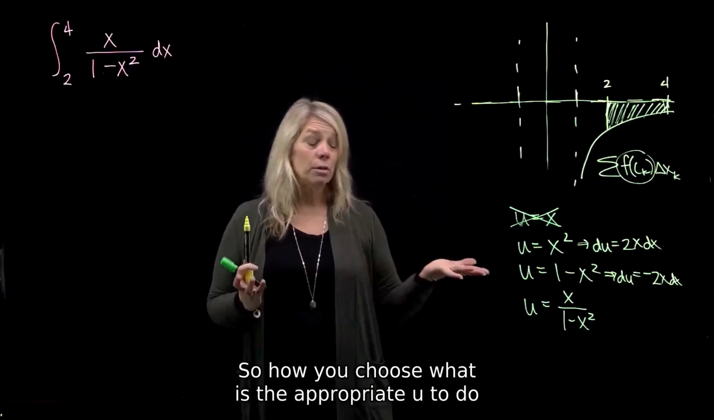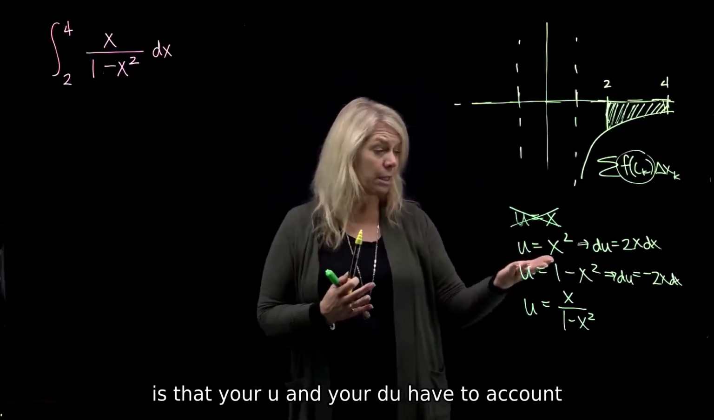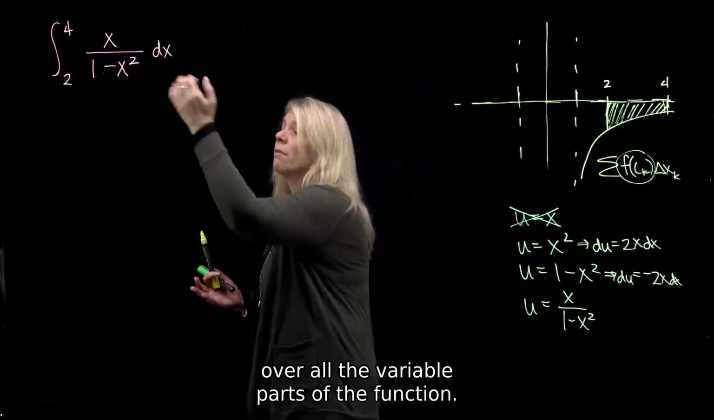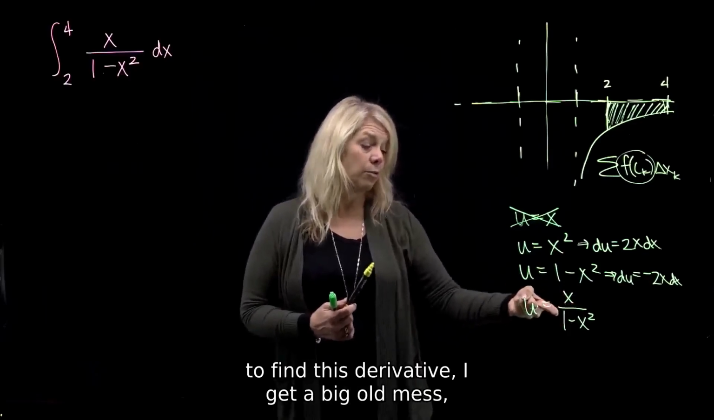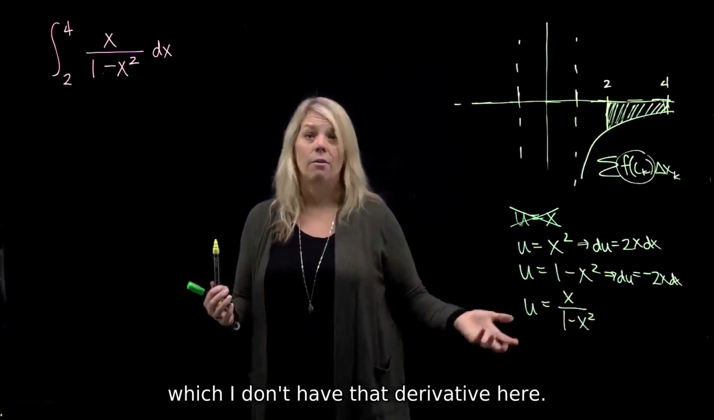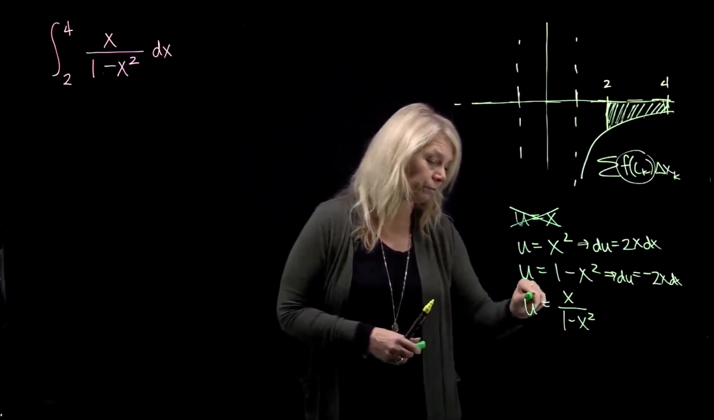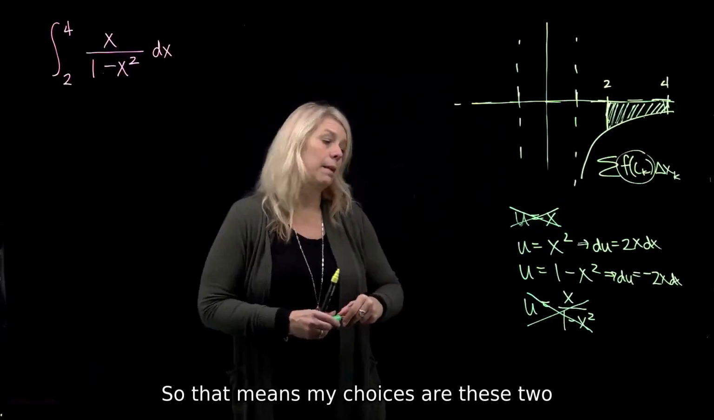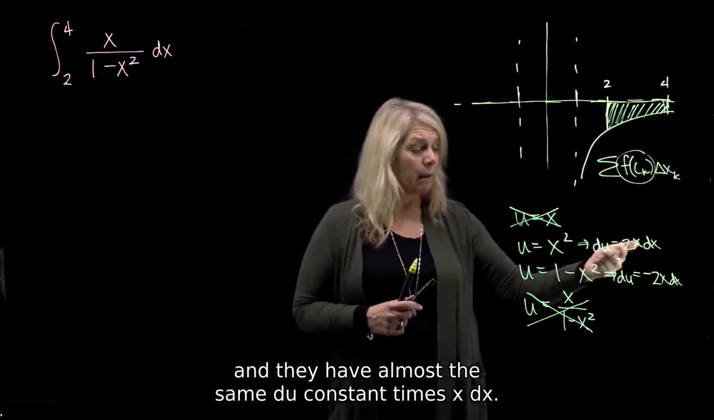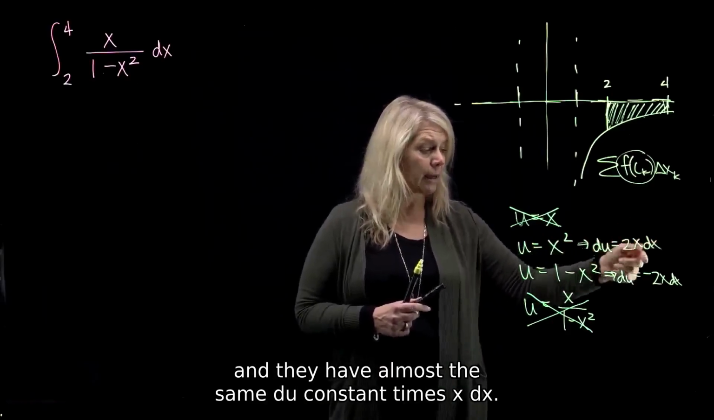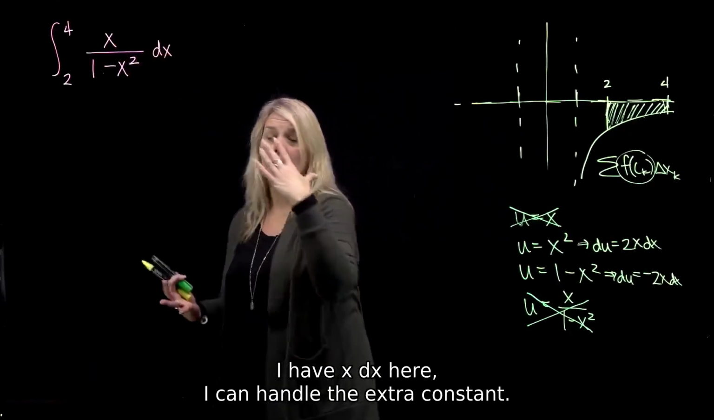How you choose the appropriate u is that your u and your du have to account for all the variable parts of the function. If I use the quotient rule to find this derivative, I get a big old mess, and I don't have that derivative here. So this is not going to work. That means my choices are these two, and they have almost the same du, a constant times x dx. I have x dx here, and I can handle the extra constant.